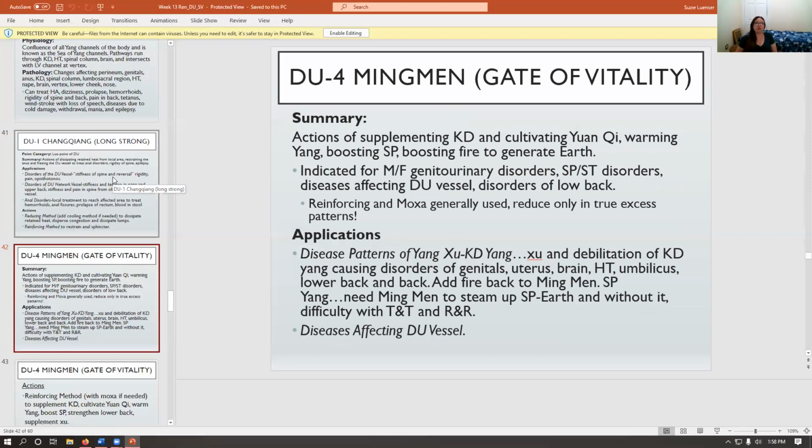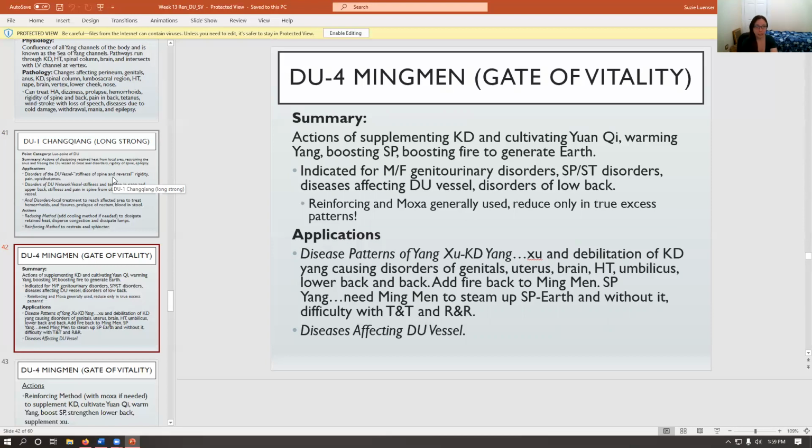Moving right along to Du4. So Du4, we are going to be looking at supplementing kidney, cultivating yuan qi. This really is a yang point as well for boosting warmth and yang. It can be used to treat kidney or spleen yang, so keep that in mind. We often think of Du4 as just for the kidneys, but we can also use it for boosting the spleen.